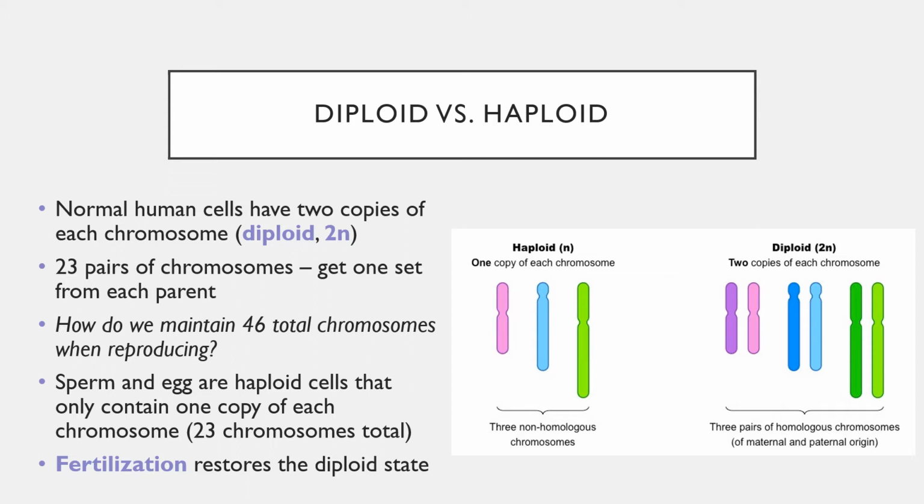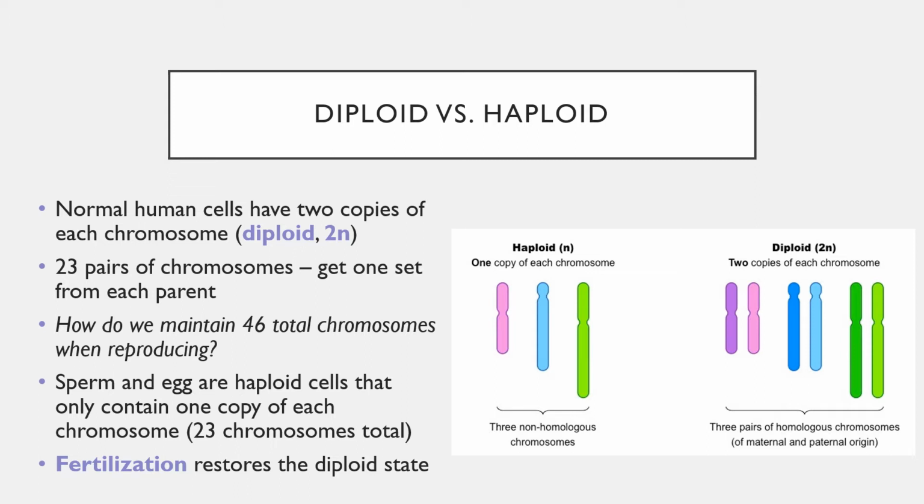So diploid is the normal state of human cells. We have two copies of every single chromosome, the maternal set and the paternal set. So we get one copy from each parent. We have 23 pairs of these chromosomes, which gives us a total of 46.